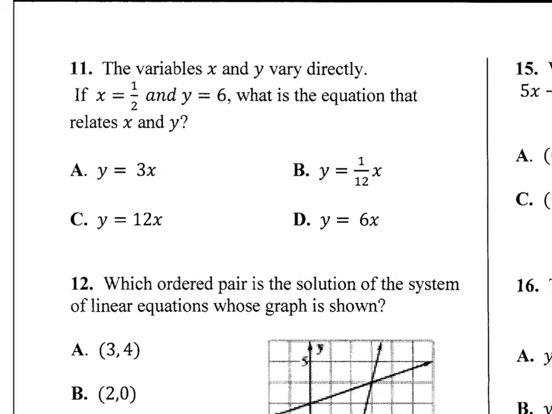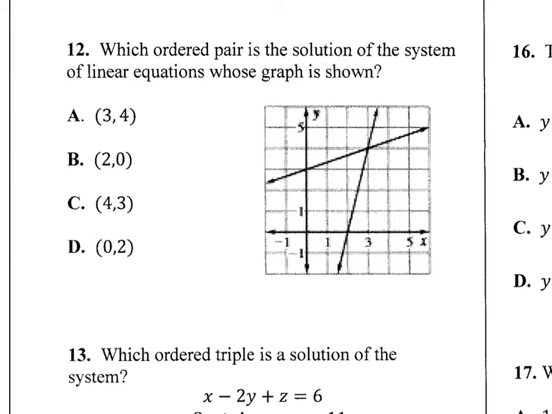Okay, direct variation on this problem, number 11. The variables x and y vary directly. If x is 1/2 and y equals 6, which equation best relates x and y? Okay, what does all that mean? Heck if I know, but all you have to do is remember that it's y equals k times x. They give you x and they give you y. Plug them in over there. Solve for k. So then once you get k, you're just going to rewrite it. Y equals whatever number you get for k times x. And that's exactly what they did on these choices right here.